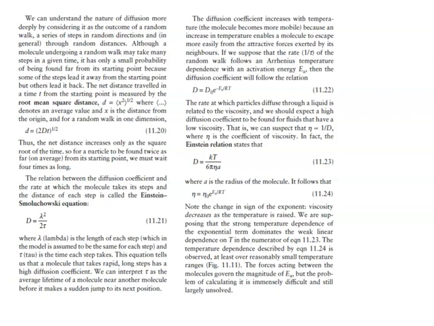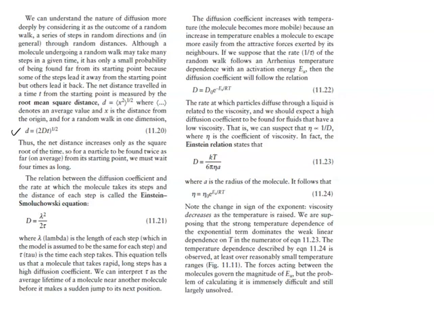The net distance traveled in a time t from the starting point is measured by the root mean squared distance, where this denotes an average value, and x is the distance from the origin. For a random walk in one dimension, the root mean squared distance is the square root of the quantity 2Dt. Thus, the net distance increases only as the square root of time. So for a particle to be found twice as far on average from its starting point, we must wait 4 times as long.